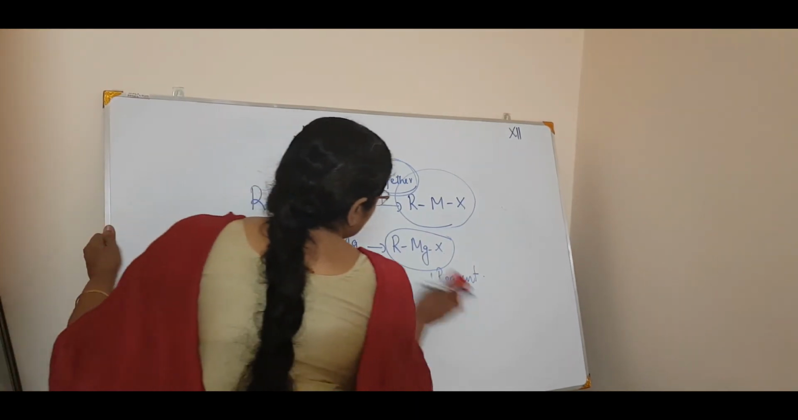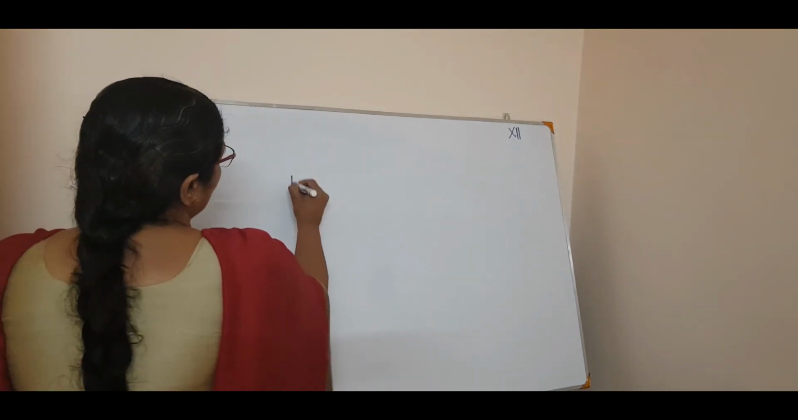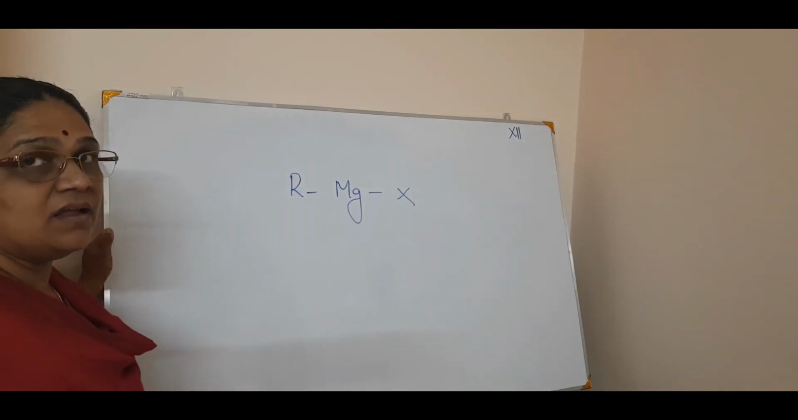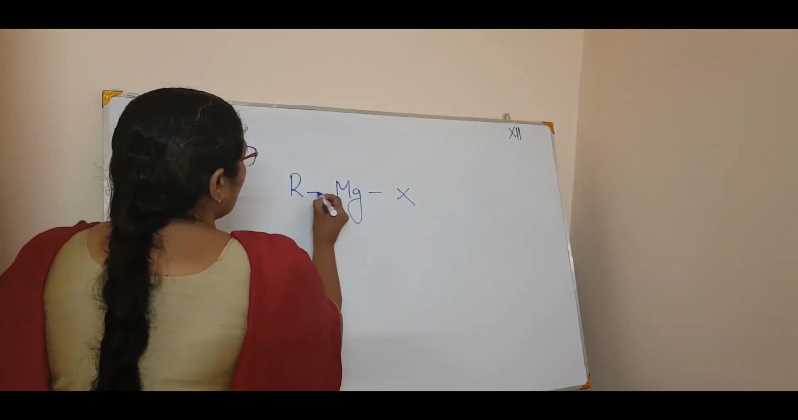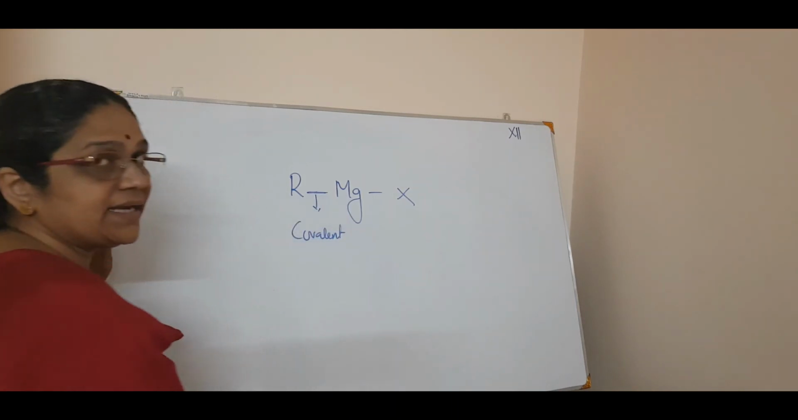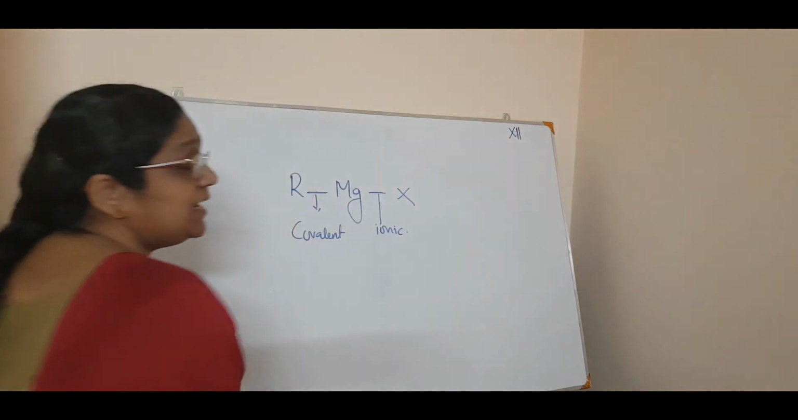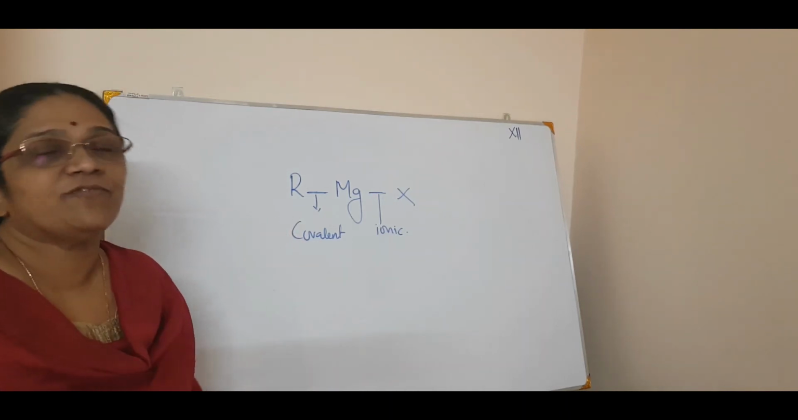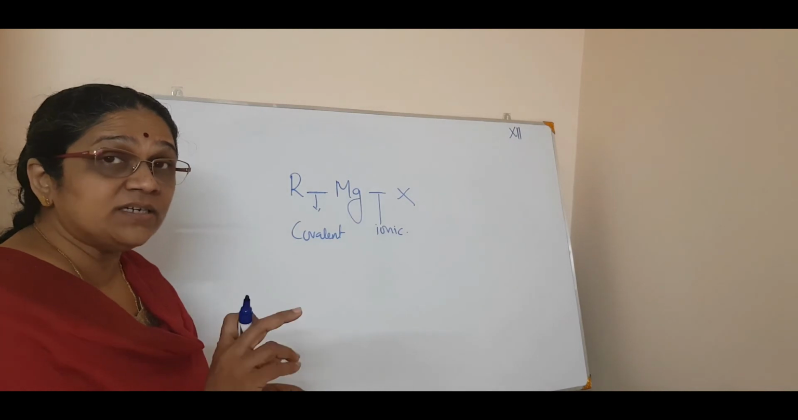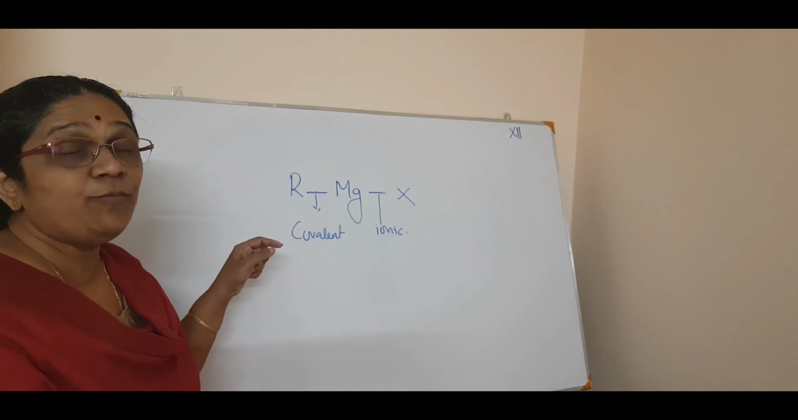Now we will see the bonding of this magnesium. If you have RMgX, this is our Grignard reagent. You know, this R-Mg bond is covalent in character, and the Mg-X bond is ionic in character. See, in the same compound, two types of bonds are there. The R-Mg bond is covalent, but the point is, this bond, being covalent, is highly polar in nature. What do you mean polar in nature?